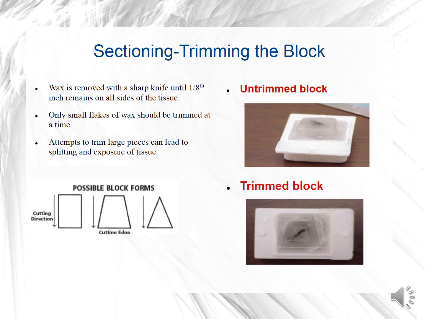Sectioning means trimming the block in which the tissue is embedded. Now we have to trim it before going to the microtome. This first slide shows the untrimmed block, and here the extra wax is removed from the block and it gets trimmed. Trimming can basically be done in three ways, either cutting straight in a rectangular form, or slightly sliding form, or in a triangle form. It also depends upon the type of tissue we have used.